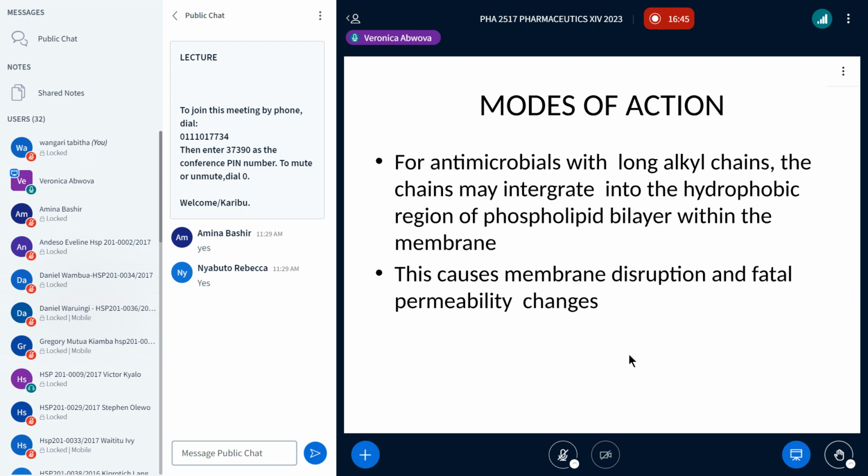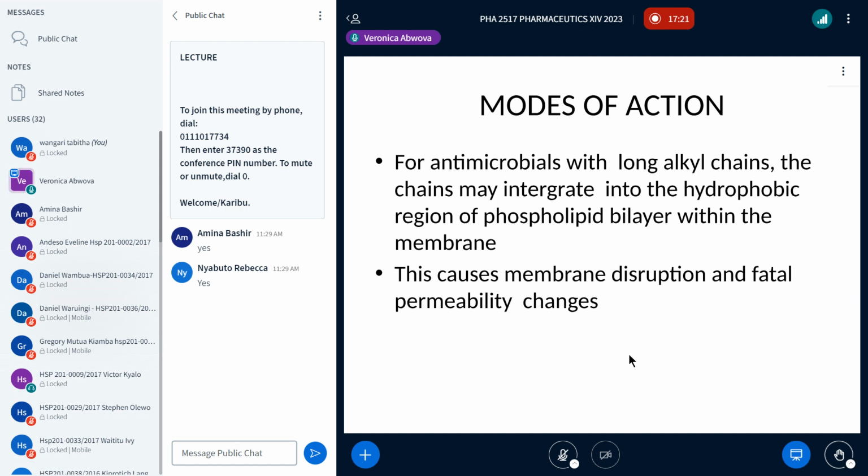Okay. Then for antimicrobials with long alkyl chains, so you may have acids, but in addition to them being organic acids, they have long alkyl chains, okay? These chains may integrate into the hydrophobic region of the phospholipid bilayer within the membrane. And what happens after this? It causes disruption of the membrane, leading to fatal permeability changes. And with fatal permeability changes, we just mean the membrane is distorted.